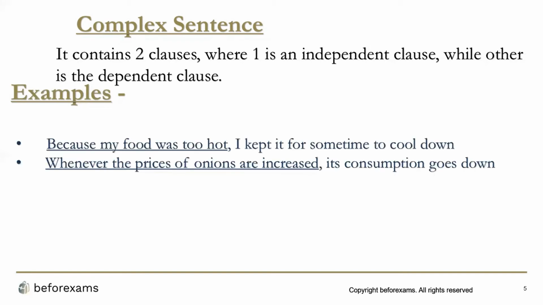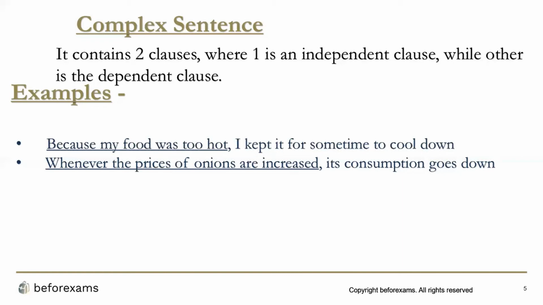Because my food was too hot, I kept it for some time to cool down. Now, if I look here, I kept it for some time to cool down is a sentence which is complete in itself. But if I use this phrase, because my food was too hot, there is no complete information which I am providing with this sentence. Why? It's because if I use because my food was too hot, then there will be an expectation. What if your food was too hot? And if I do not provide that piece of information, this will be incomplete.